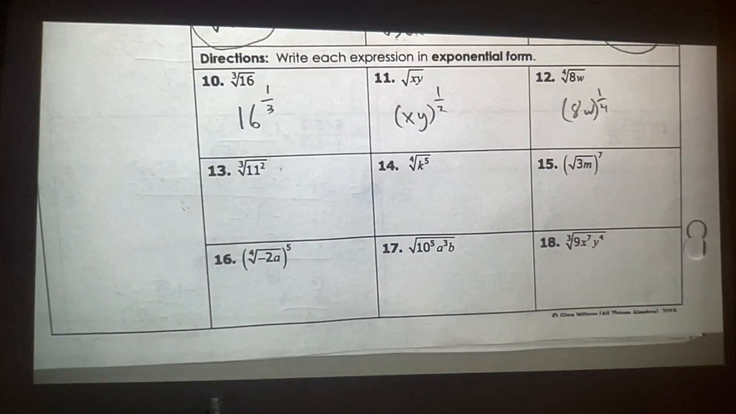Why is this helpful? A lot of times this is helpful because we can't do too much with radicals. A lot of times this is helpful because then you can start using your exponent rules if you're adding or subtracting these things. So we'll get to that bridge later.